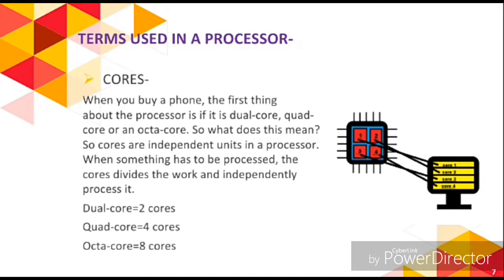So let's go to the third section, that is what some of the terms used in a processor. So the first term is cores. So when you buy a phone, the first thing about a processor is if it is a dual core, quad core, and octa core. You always ask it, so what does this mean? So cores are independent units in a processor. When something has to be processed, the cores divide the work and independently process it. So you can see in the diagram that the processor is divided into 4 cores and each core divides the work of the display on the monitor. So the first core will divide the work with the core 1 in the display. So like this. So dual core means 2 cores, quad core means 4 cores, octa core means 8 cores.